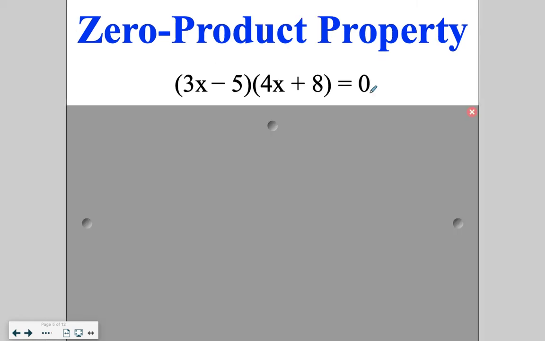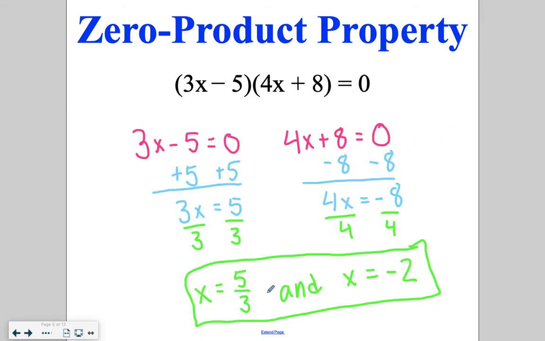Go ahead and solve this one on your own. You end up with an answer of 5/3 and negative 2.